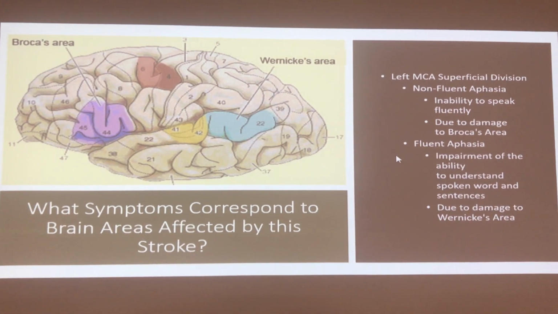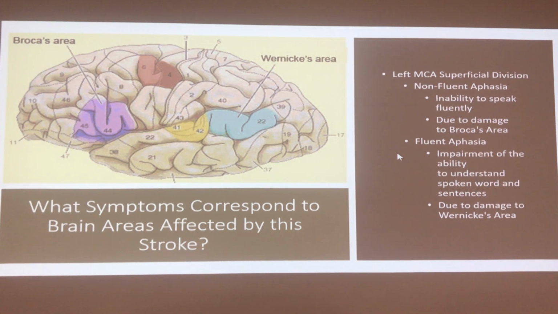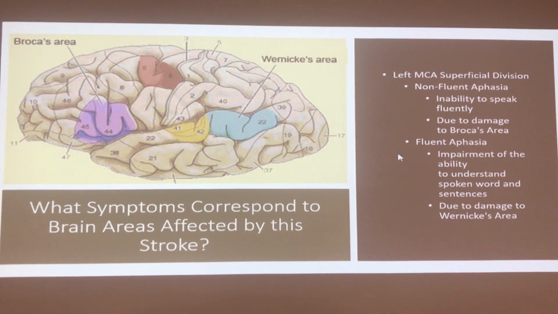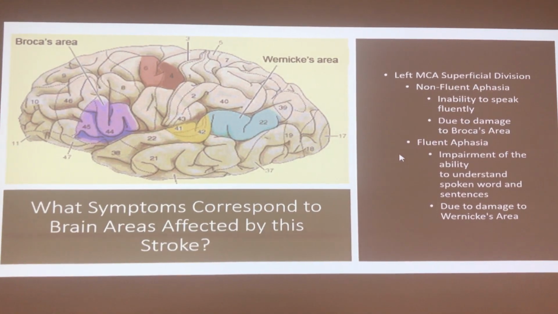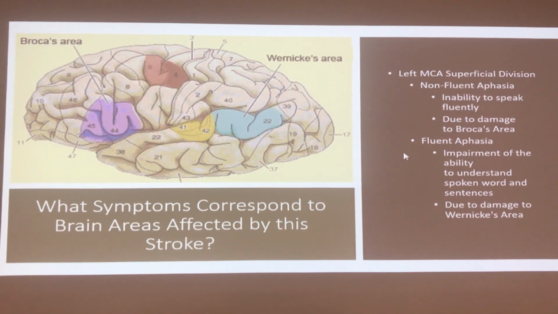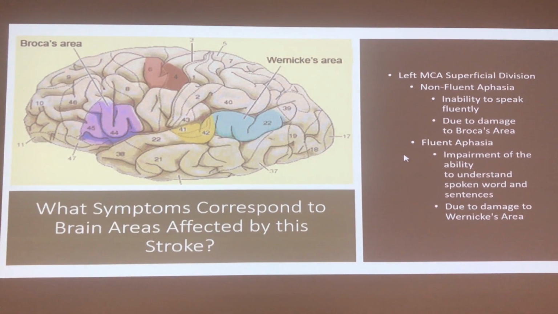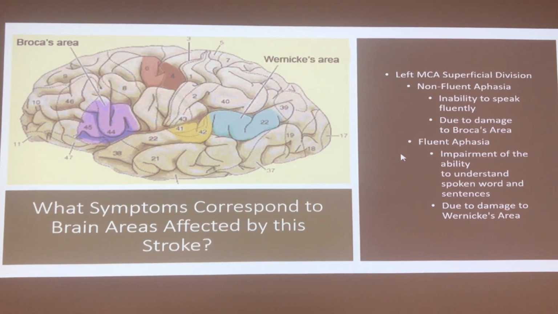Other aspects of the left MCA superficial division are non-fluent aphasia, which is the inability to speak fluently due to damage to the Broca area, as well as fluent aphasia, impairment of the ability to understand spoken words and sentences due to damage to the Wernicke's area.